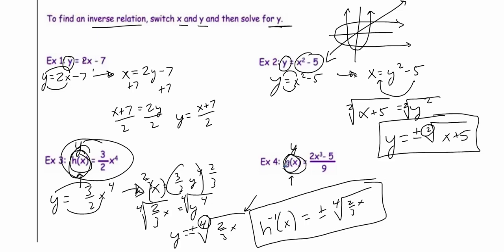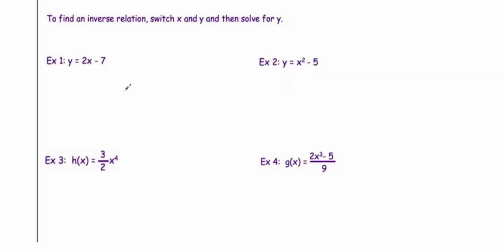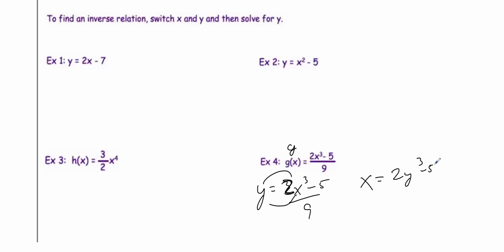All right, let's go to number 4 here. Again, this is a y, so y equals 2x to the 3rd minus 5, over 9. Let's flip, flop. Flip it. Okay, x equals 2y to the 3rd minus 5, over 9.